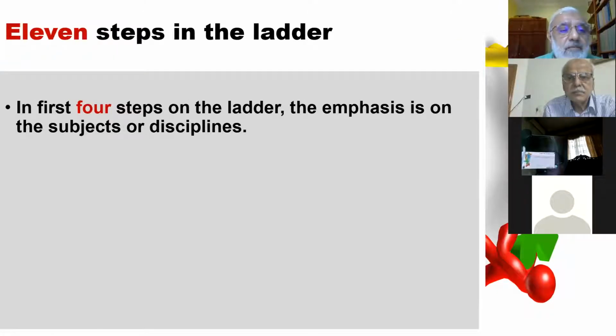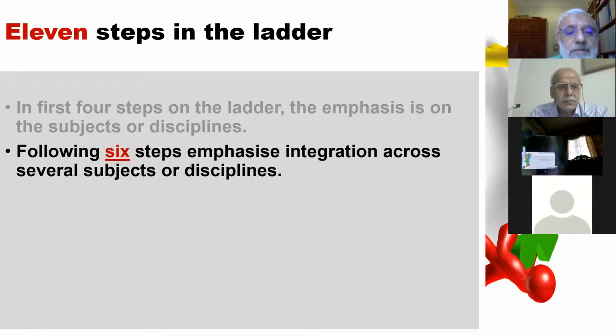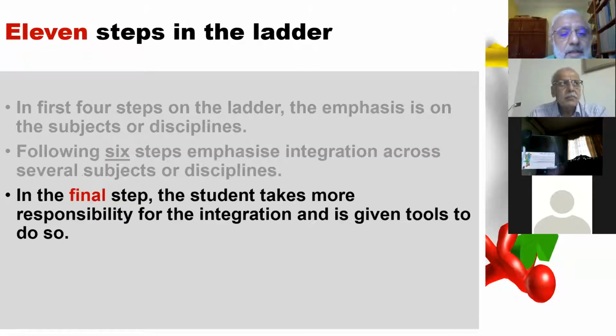In these 11 levels, the first 4 steps of the ladder emphasize subject or discipline. Then the following 6 steps emphasize integration across several disciplines. And the final step, where the student takes more responsibility for the integration, is given tools to do so.